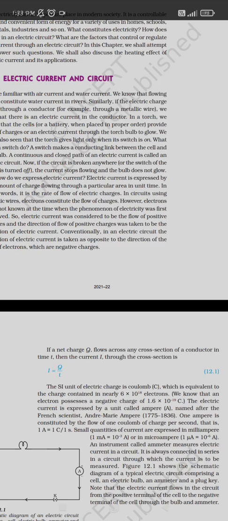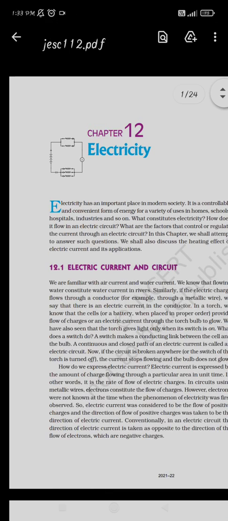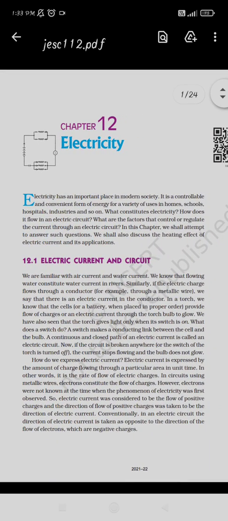Okay. So this is the type of things with which we first gave the introduction to electricity. In the next class we will see some more instruments that can be used in electric circuits.